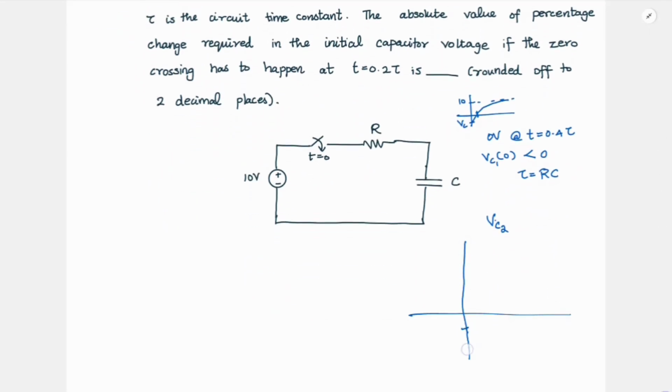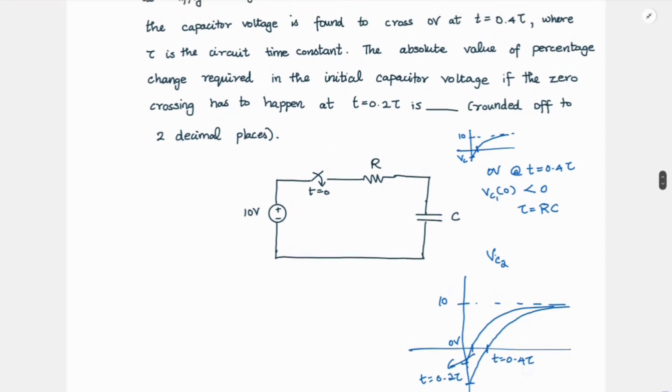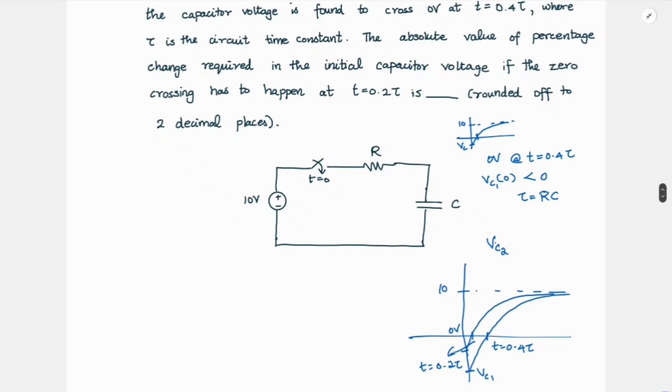So let's say I start from here and here. So here and reaching 10 volt, I'll reach like this. And if I have to reach from here, I'll be reaching like this, right? So the point where I cross 0 volt is different. So for the first case they are saying it is at t equal to 0.4 tau and for the second case they are telling it is t equal to 0.2 tau. And they are asking us to find the absolute value of percentage change. So from VC1 to VC2, what is the percentage change?